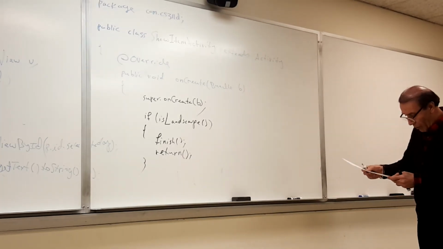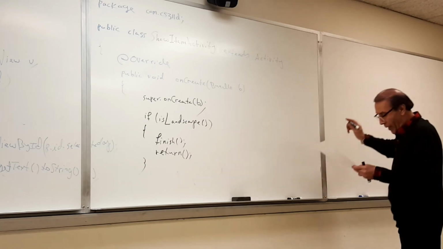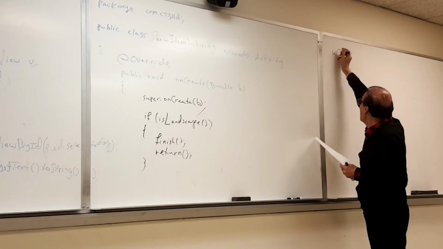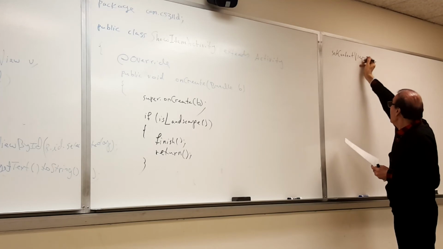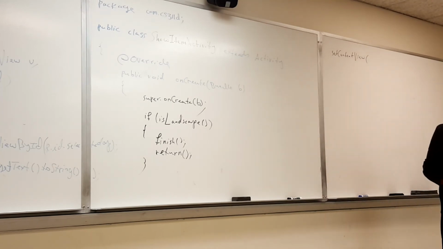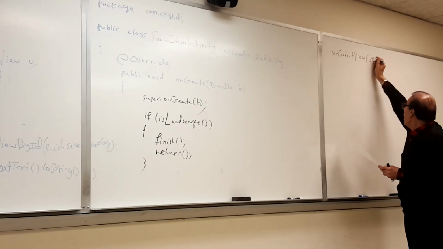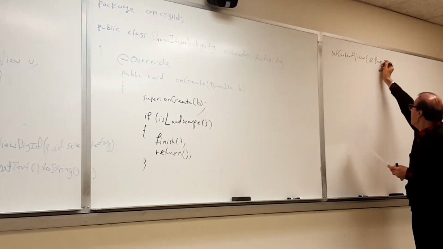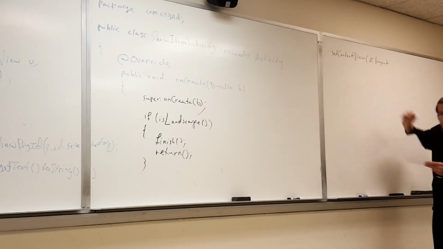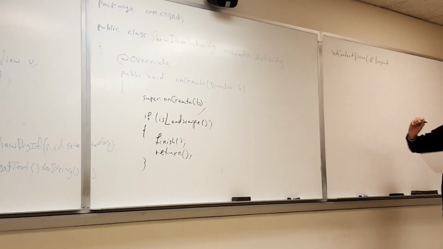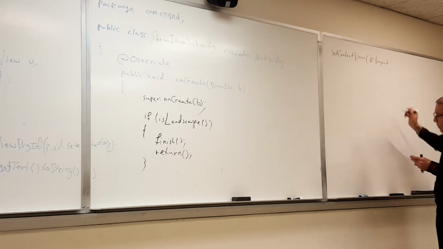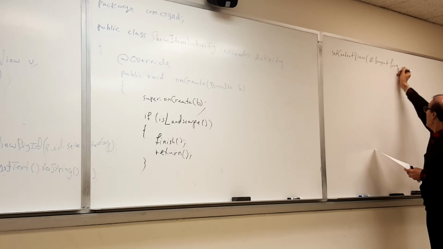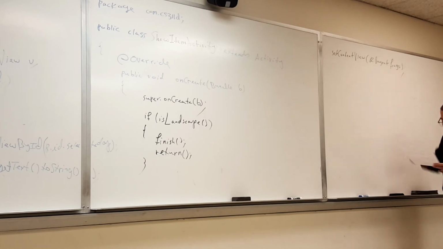This is ShowActivity.java. Otherwise, I didn't need that whole library stuff. Set content view, R.layout.fragment2, I believe. Yeah, fragment2 was taking care of the text view. Do you remember? Did you call it frag2 or fragment? For this one, you do the same thing, set content view frag2. You don't have to do it with all these.